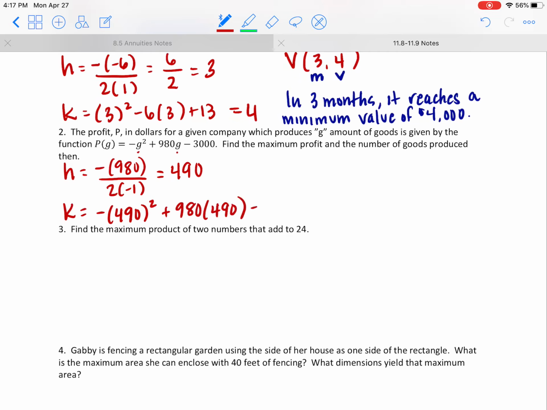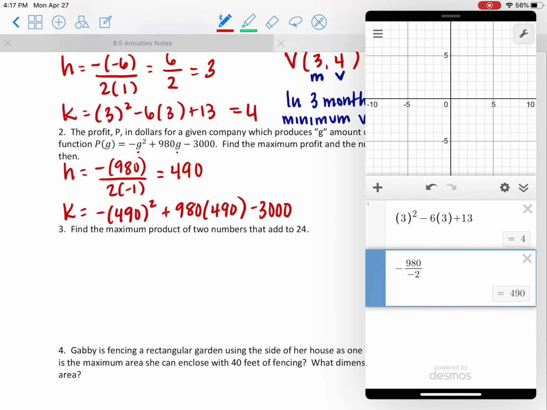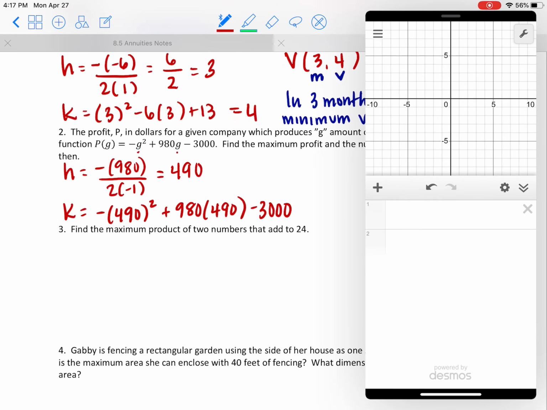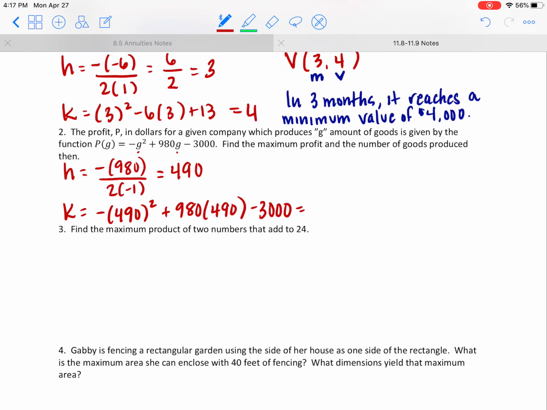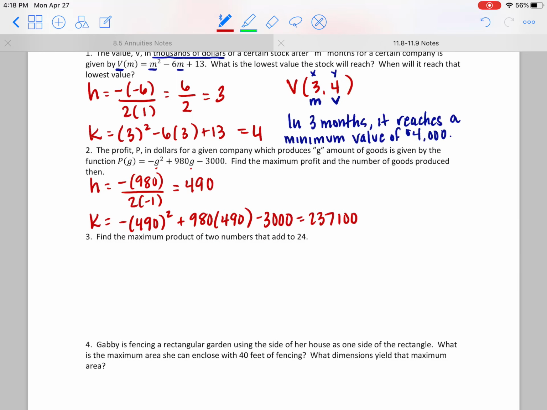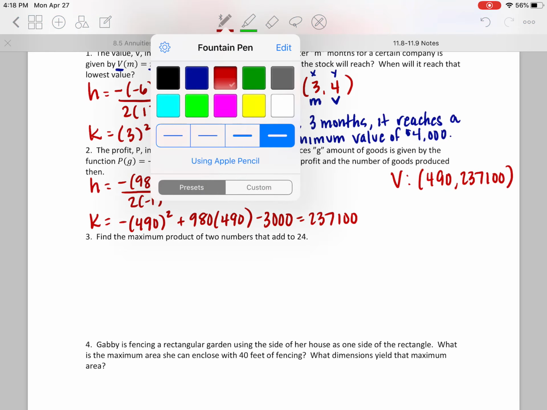So positive 490 gets plugged in now. It's going to get plugged in for both of those g values, so k is going to equal a negative 490 squared plus 980 times 490, and then minus 3,000. And I don't know about you, but there's no way I'm doing that in my head. So we have a negative, and then a parenthesis, 490 squared plus 980 times 490. And then we're going to subtract 3,000, so 237,100.